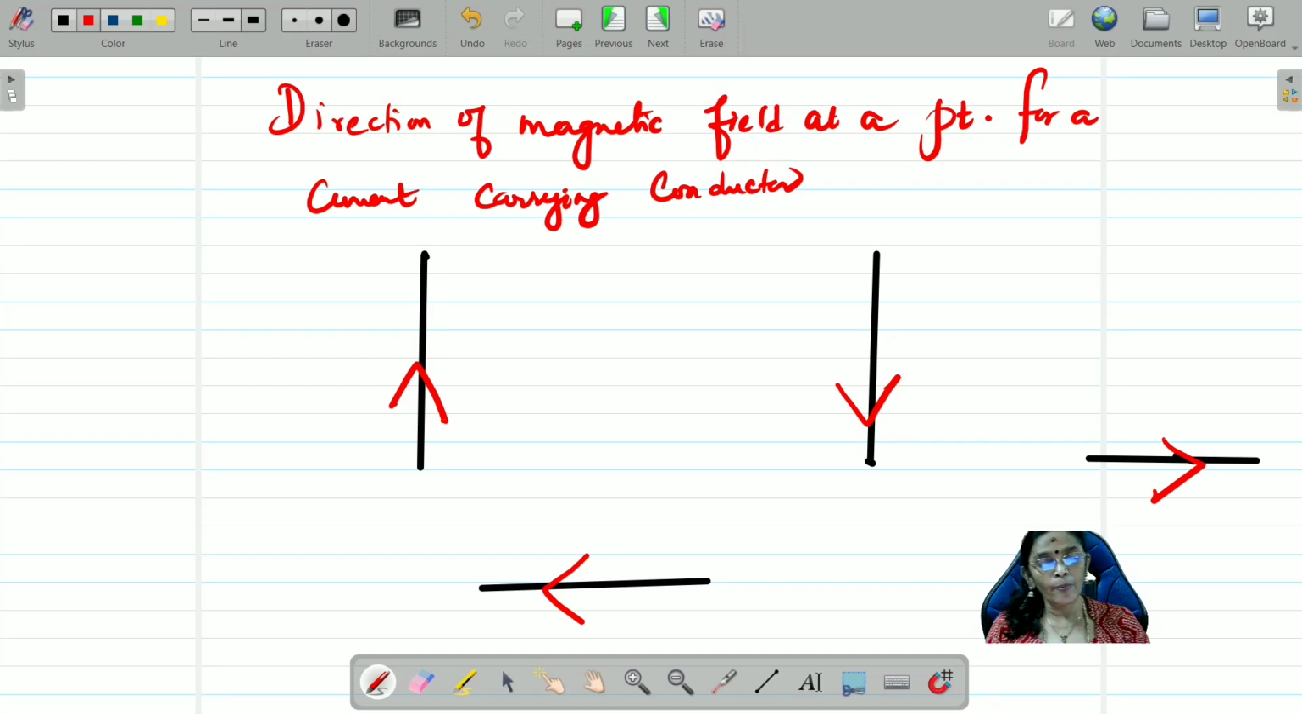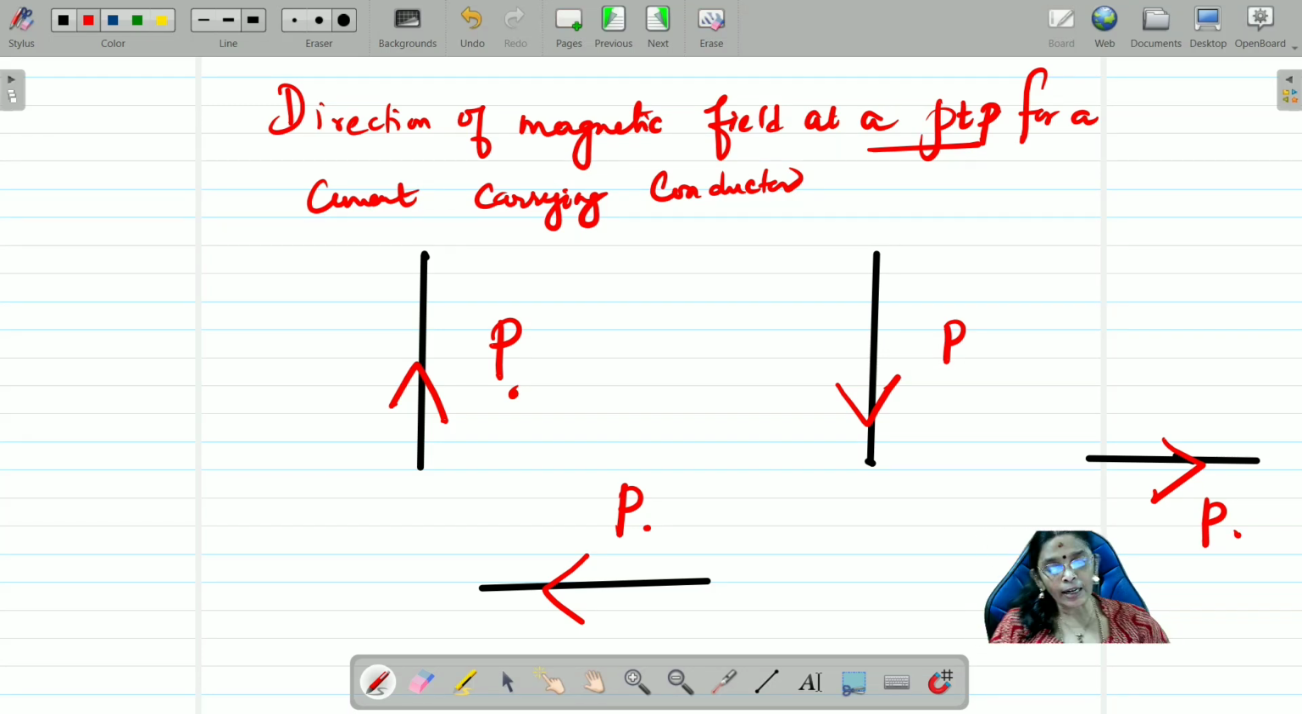It is given: magnetic field at a point P. Where is point P? Point P is given here, here, above, and below, like that. Now we have to find out the direction of the magnetic field at a point P for a current carrying conductor. Can we start doing it?